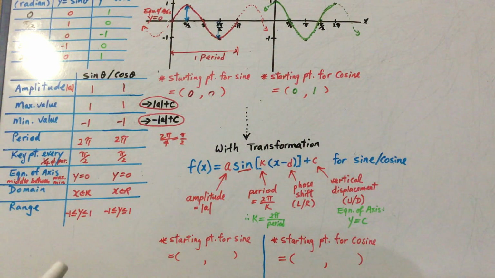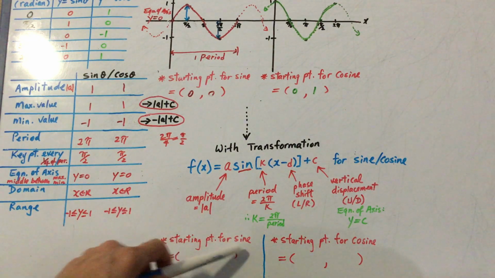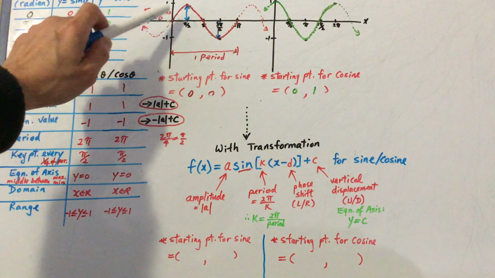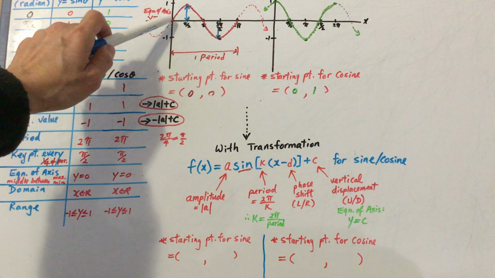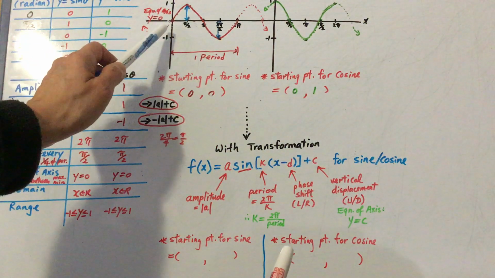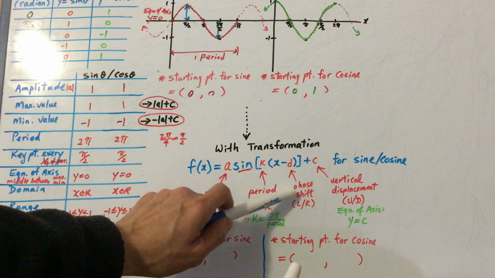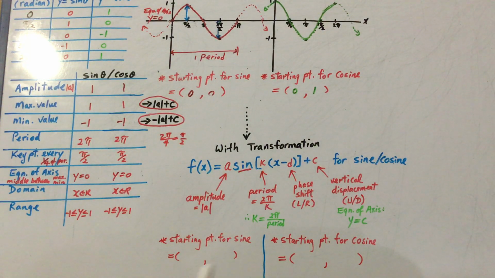So in general, the starting point for the sine function, because it starts from the middle, and the middle actually is the equation of the axis, right? And when you move, it actually affects the phase shift, which is the D value here. Okay, so in general, I want you to keep in mind that the starting point for any trig function that has transformations on it, the starting point for the sine function, it's always the phase shift, which is the D value here, okay, comma.